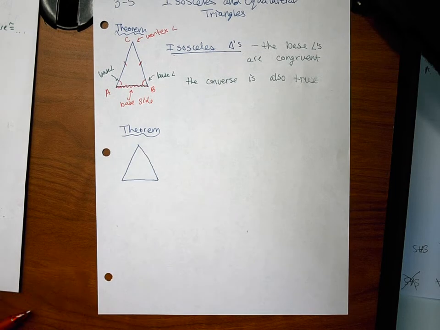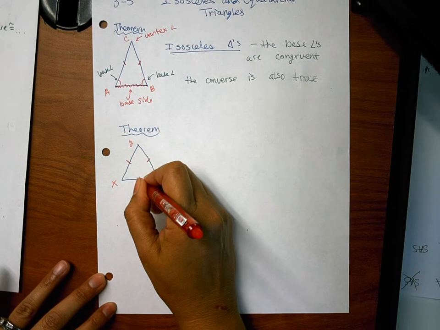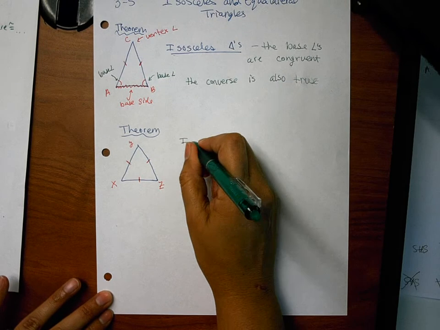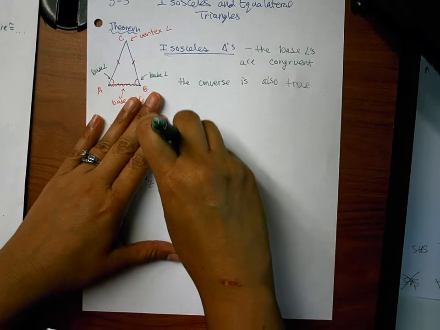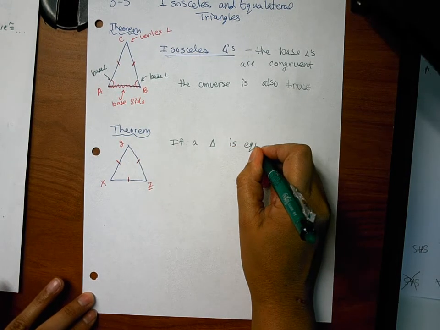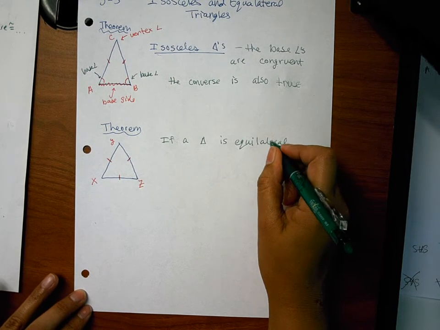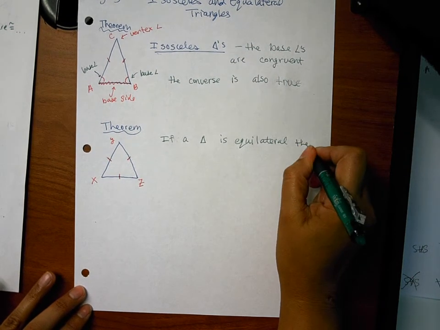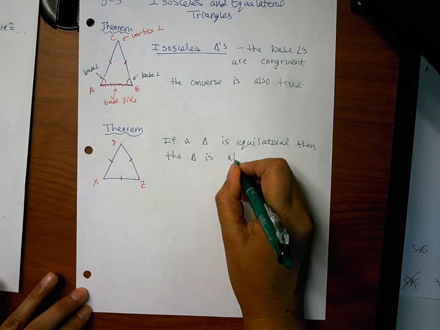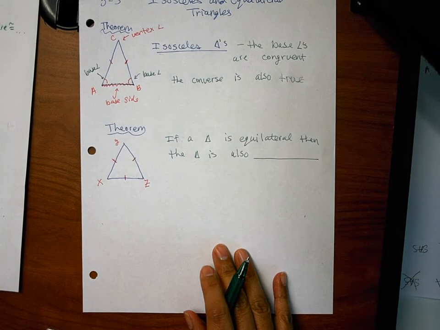Let's draw an equilateral triangle. Call this X, Y, Z. Equilateral means all three sides are congruent. If a triangle is equilateral, then the triangle is also blank.